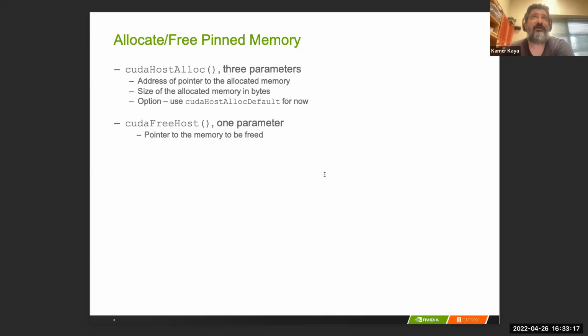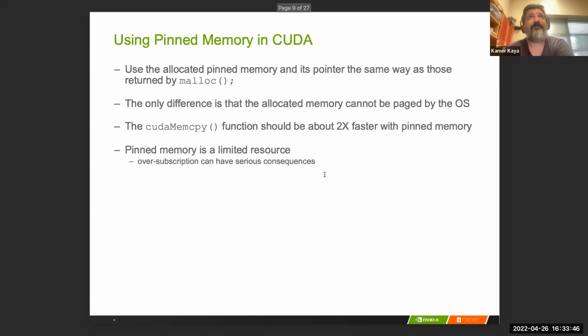Then CUDA host alloc. This has 3 parameters: address of pointer to the allocated memory, it's like CUDA malloc; size of the allocated memory in bytes, it's like CUDA malloc. But the extra parameter is optional, but CUDA host alloc default for now. You can use it, and it allocates it on the host. So CUDA free host is again 1 parameter, like CUDA free. It's the pointer to the memory to be freed. So the rest is in fact the same. So you just need to pass the pointer to the CUDA memcopy, and it will be faster.